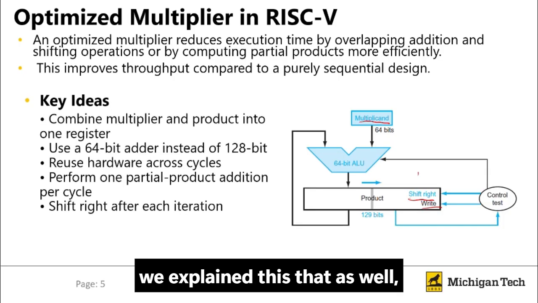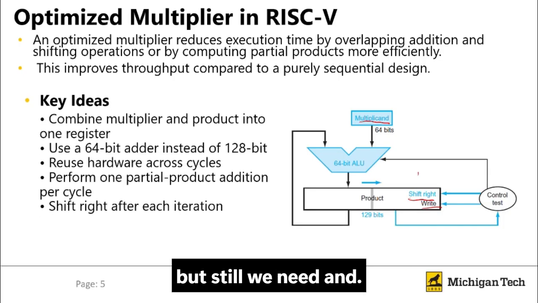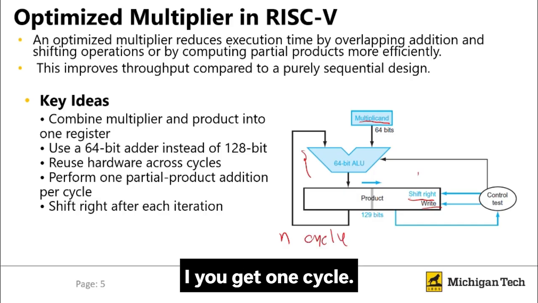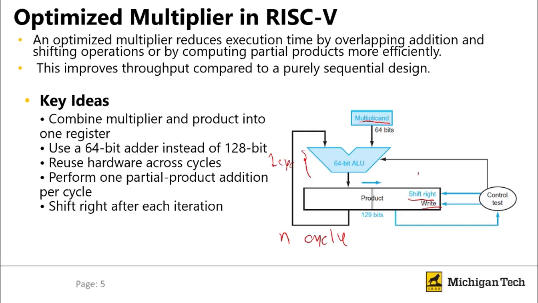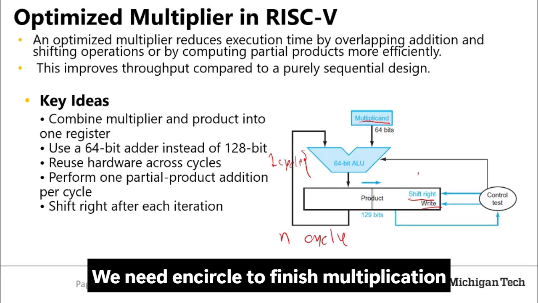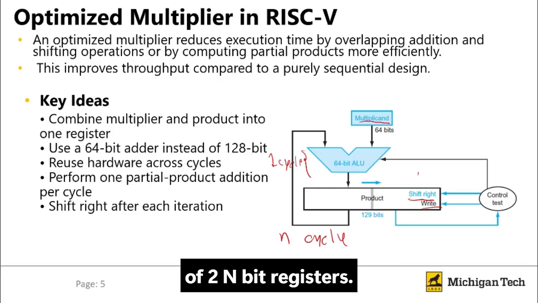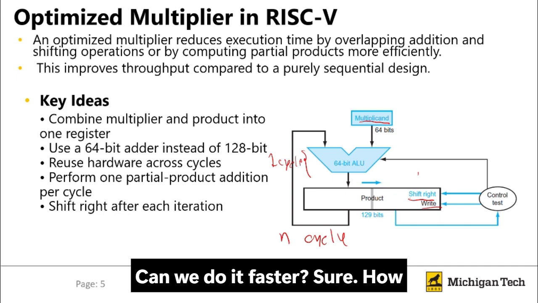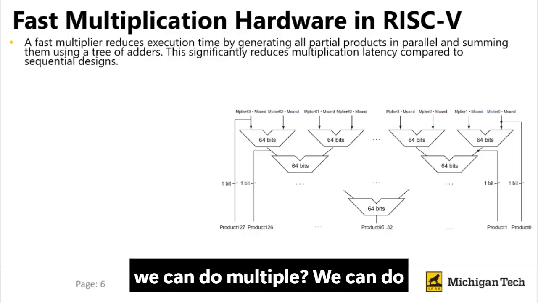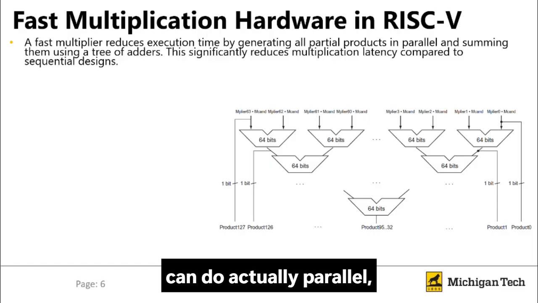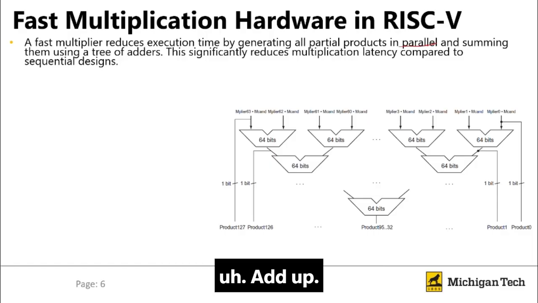So we explained this as well, but still we need n cycles. If ALU takes one cycle, because we are doing a loop, we need n cycles to finish multiplication of 2n-bit registers. Can we do it faster? Sure. How? We can actually do parallel add up. So how can we do that?